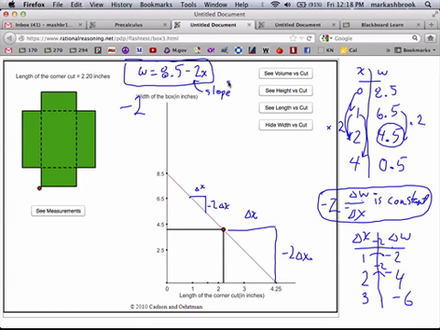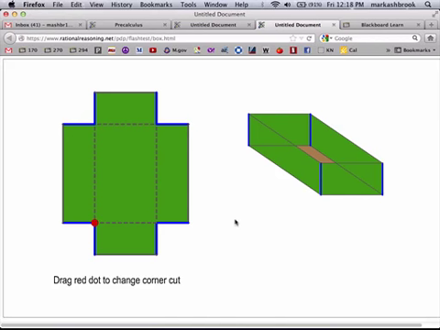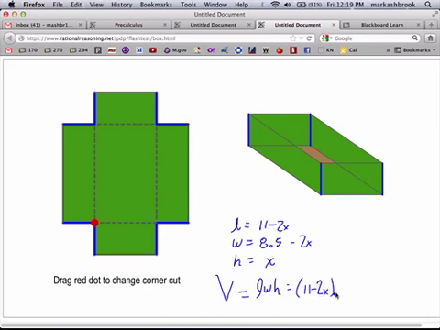Okay, let's look at the volume. How do we find the volume? So going back, we got our length is 11 minus 2x. Width is 8.5 minus 2x. Height is x. Volume of the box. What will the volume of the box on the right side of the screen be? All of those multiplied. General formula for volume is length times width times height. So it's going to be our length times width. Is volume proportional to cutout length? Is volume proportional to cutout length?